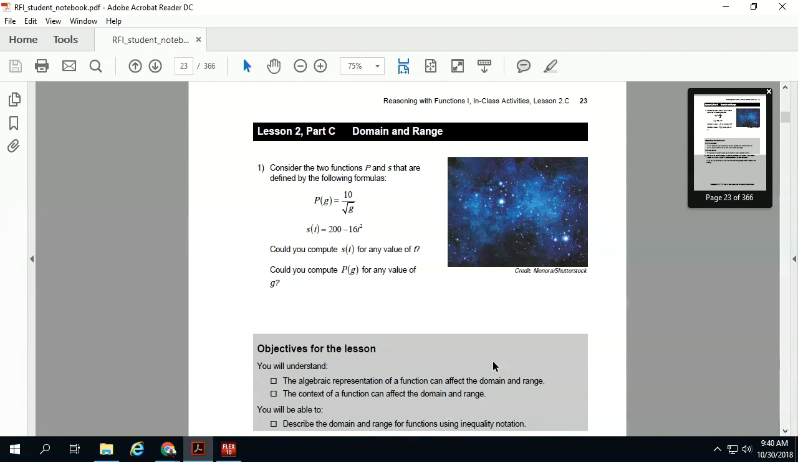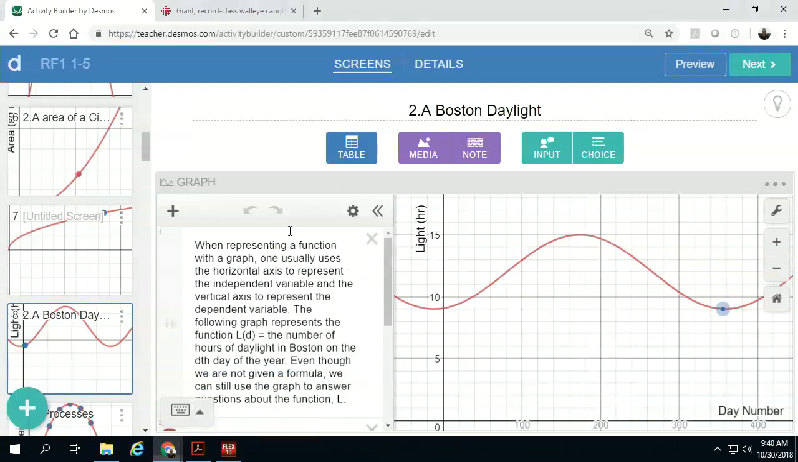P is 10 over the square root of g. That's saying the period of a pendulum is related to gravity. I'm going to show you something about that.